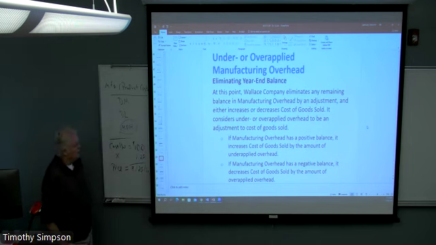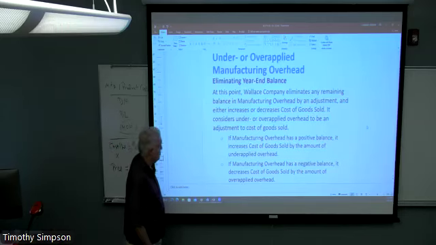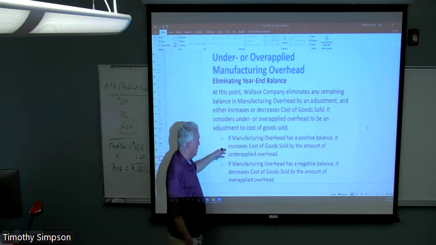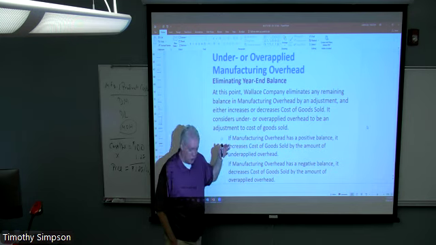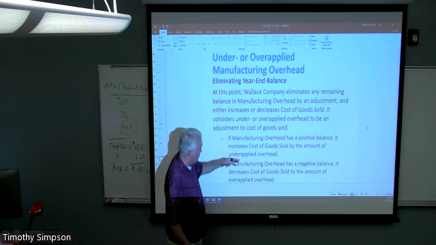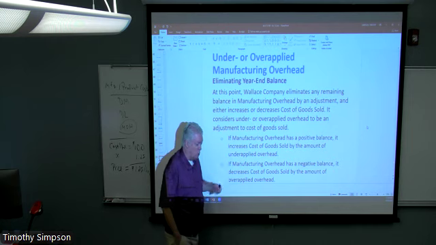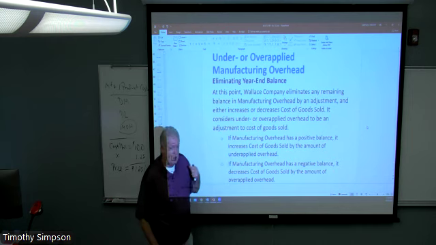So in this case, if they have over or underapplied overhead, we have to make that change. If there's a positive balance, we have to raise cost of goods sold. Why? It means we've underapplied overhead throughout the year. And because we've underapplied it, we need to make up for that under application by raising cost of goods sold. If it has a negative balance, it means we've overapplied it, which means we need to lower cost of goods sold. And it's an adjusting entry.